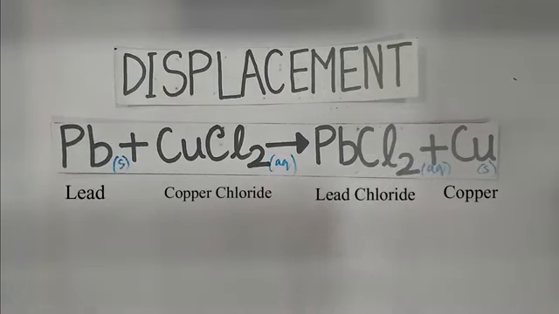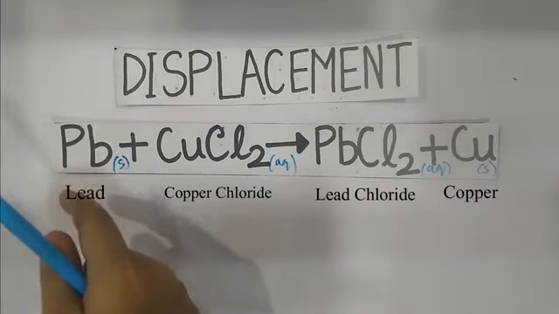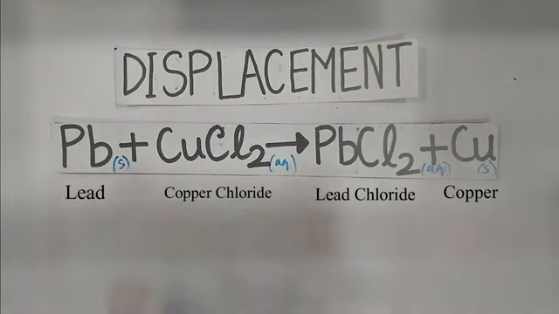Now you might ask yourself, how do you know that Pb, which is lead, is more reactive than Cu? For that, you have a list of elements in increasing or decreasing order of reactivity, and you will have to memorize that list so that you get to know which element is more reactive than the other. Looking at these examples, we got to know that zinc and lead are more reactive than copper.